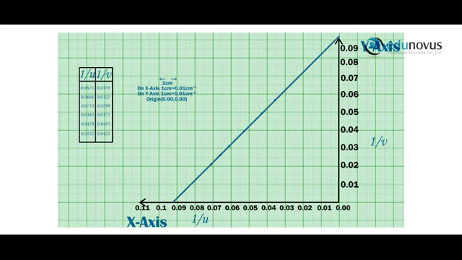Join all the points. As you can see, the graph comes out to be a straight line. The line cuts both axes at an angle of 45 degrees, making equal intercepts OP and OQ. OP is equal to 0.092, OQ is equal to 0.092.